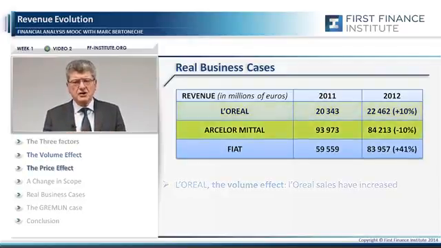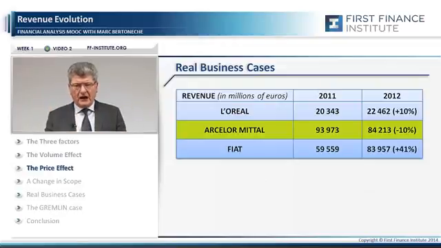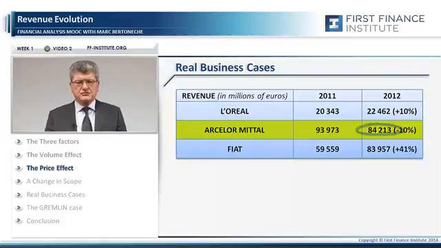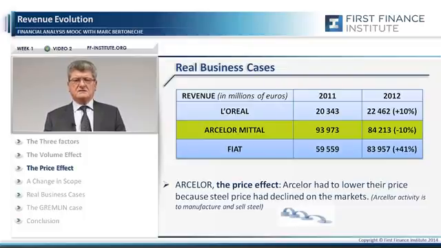Second company, ArcelorMittal, the European leader of the steel industry. Sales have declined by roughly 10% from 94 billion to 84 billion euros. This is a quite stable demand from their biggest customers, building construction, car industry, but a declining price of steel on the markets. Arcelor had to decrease its price at this time. The revenues are declining, resulting from a price effect.